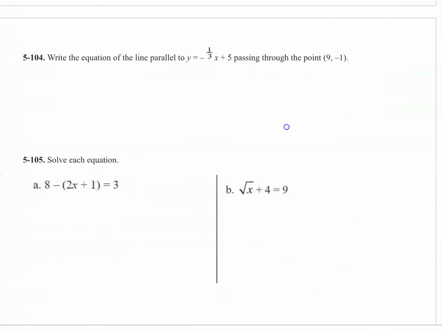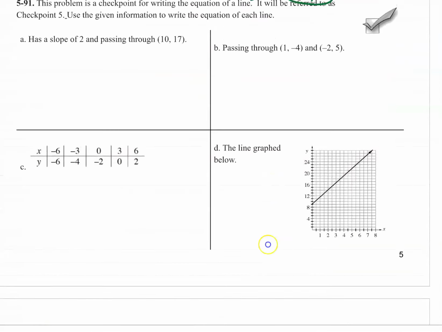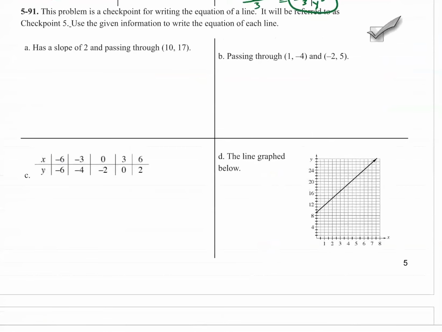All right, we have a few more to go. This is 591. I'm going to solve a couple of these, and you can do the other 2. So we need to write an equation. B. So let's find the slope.